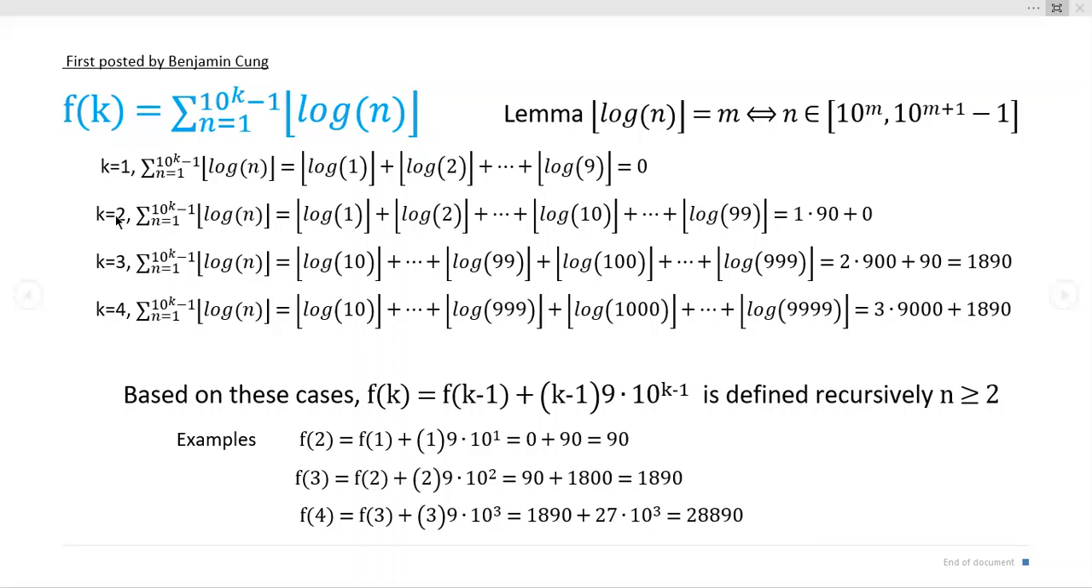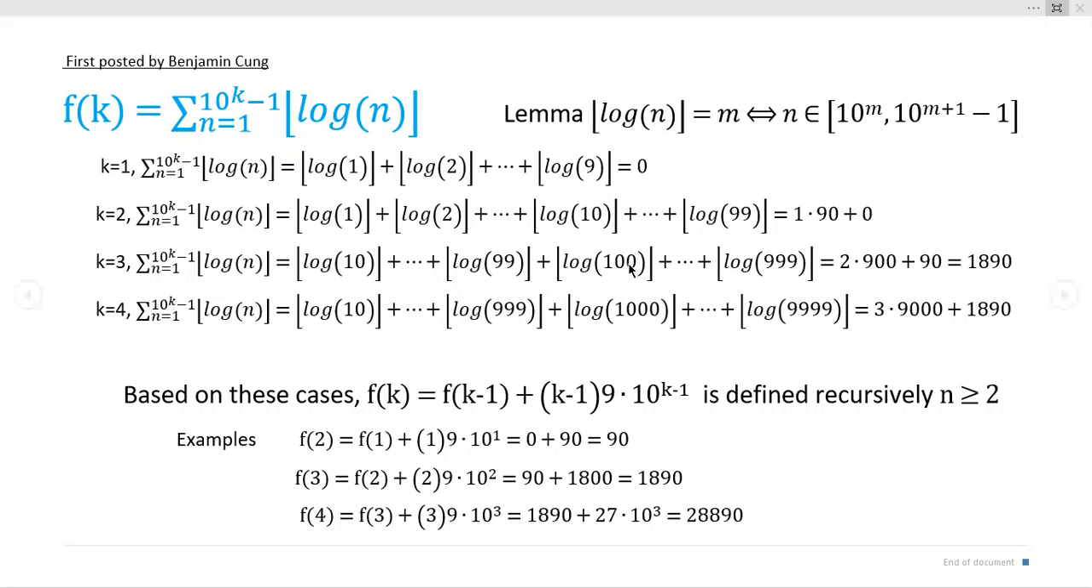Now, right here for k equals 2, we included this log 1, log 2, all the way up to log 9, and that's 0. And now we start up at log 10 all the way up to log 99 based on this lemma. And now this is a little tricky. From 10 to 99 is actually 90 values, and all 90 of those values have a floor of 1. Okay, so we're going to get 90 for this step. And I don't want to bore you too much, but it's recursive. You can see how it depends on previous results, and I tried to convey that with the ellipsis here.